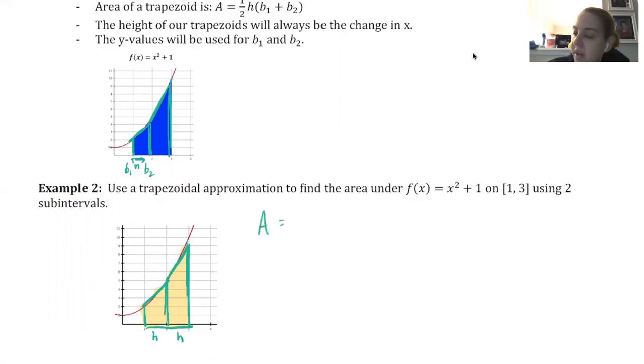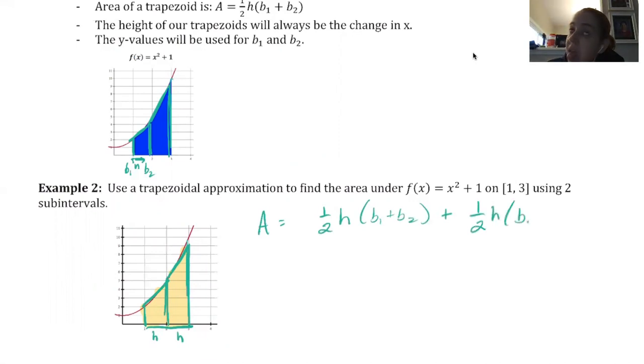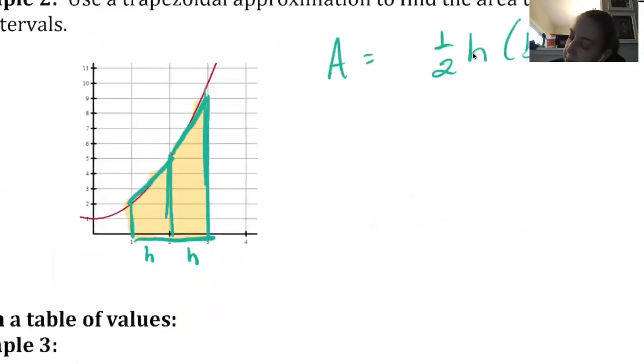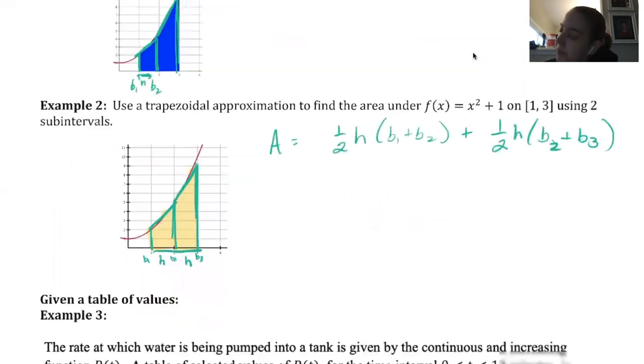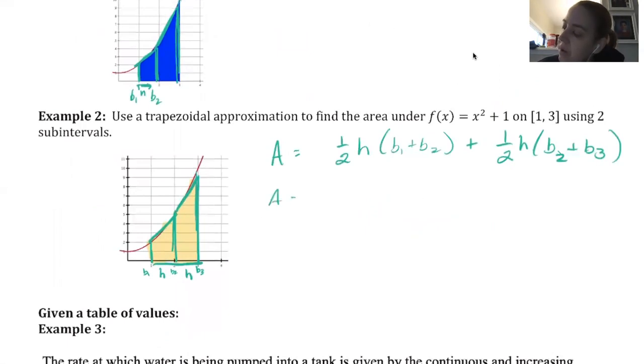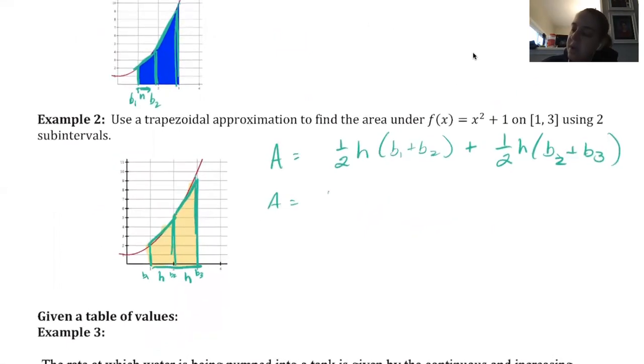So my overall area is going to be 1/2 height, base 1 plus base 2. And then my second trapezoid is going to be 1/2 height. This time I'm going to call it base 2 plus base 3. Sorry, I got tongue-tied. So here is base 1, base 2, base 3. So my height, how wide is each one? Remember, this is our height going this way. My height is 1.